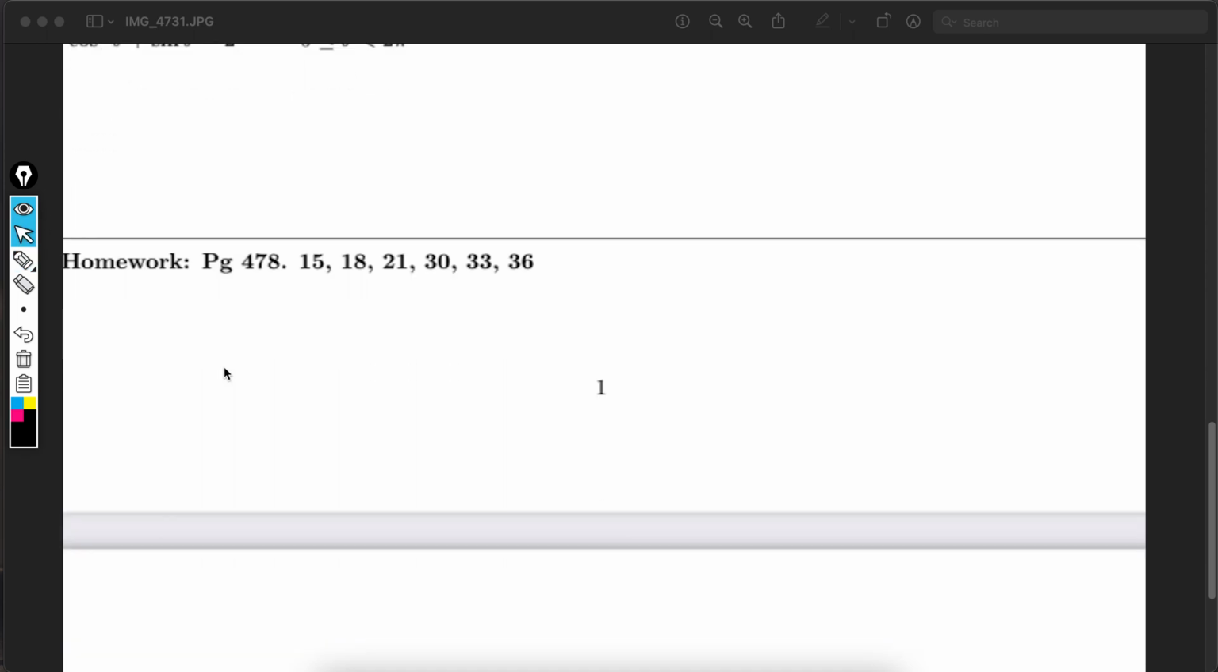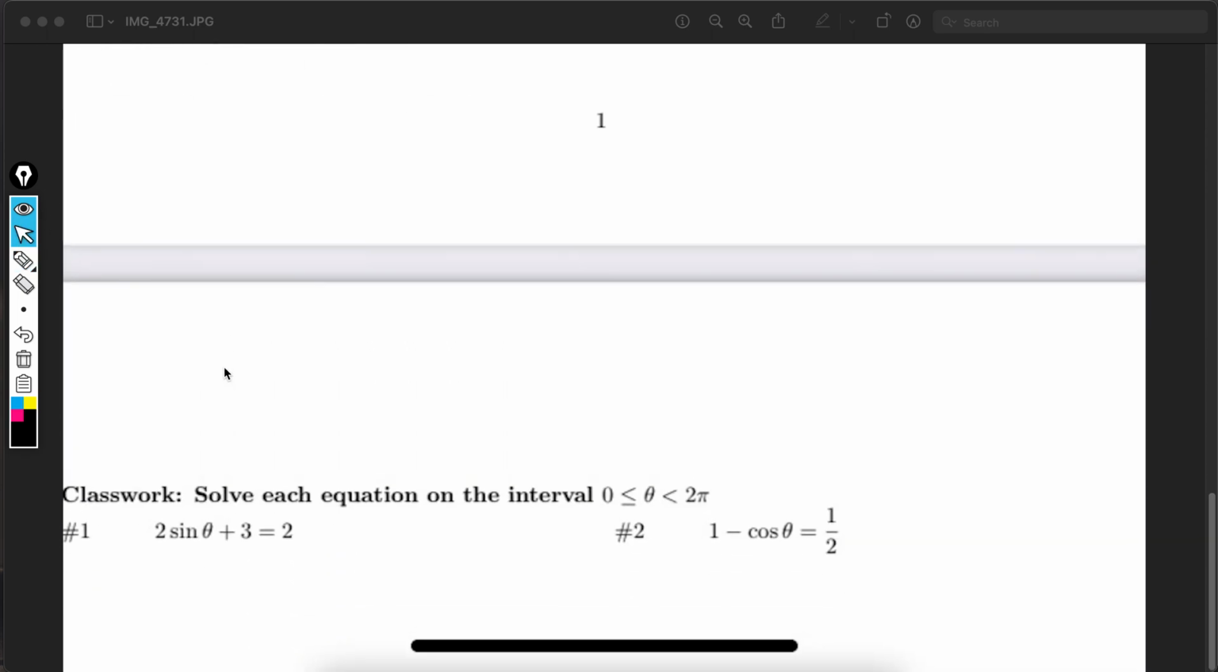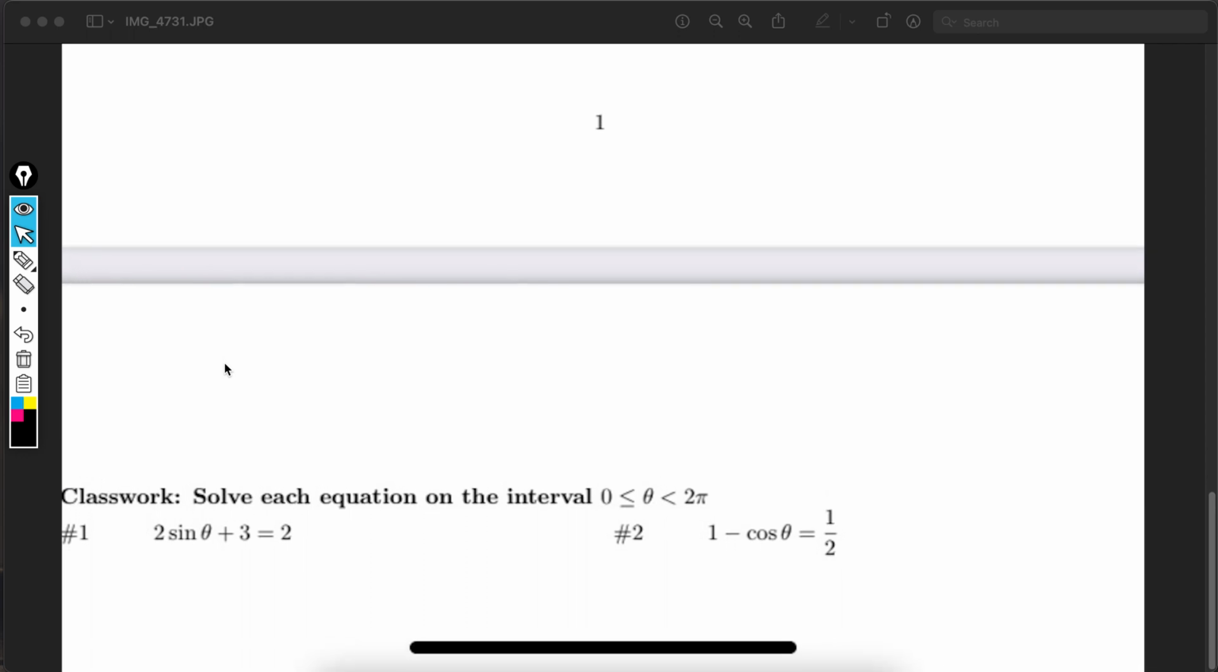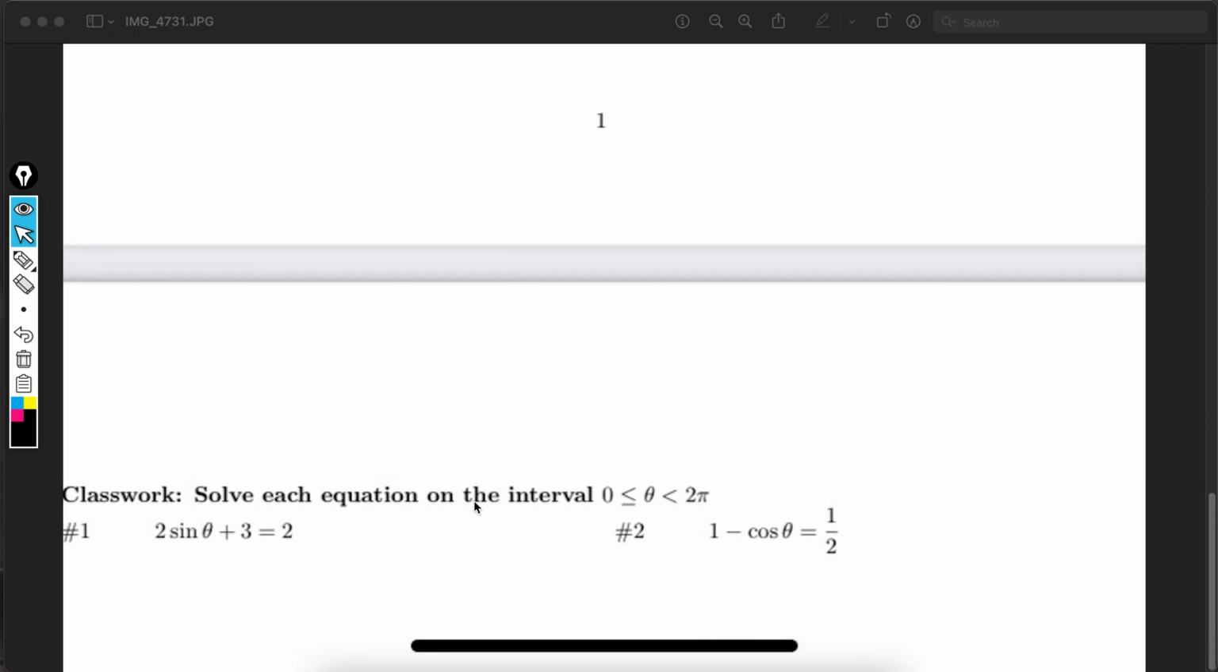Let's see what else we got here. Let's go down. Oh, is that really it? Solve each equation on the interval of, didn't we do these already? Whatever, we'll do one. Because once again, this is basic, it's not crazy. So I think we did do this one already. Well, let's just do it again.